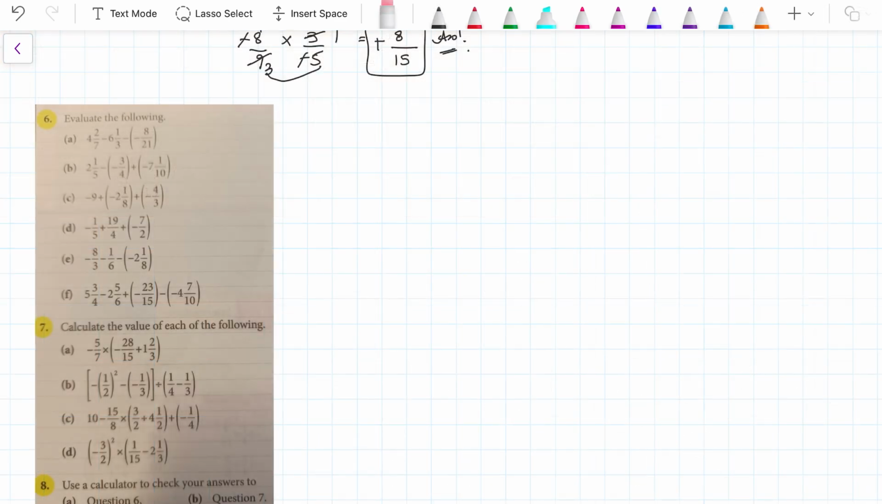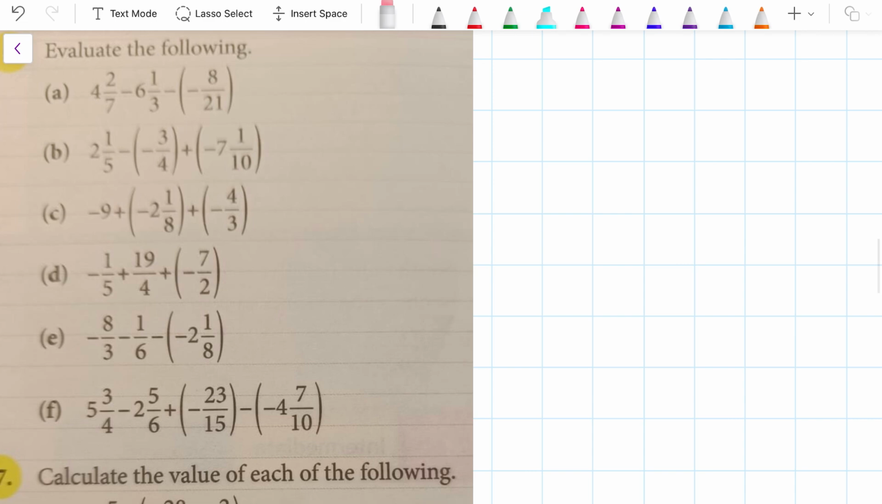Alright students, let's do a couple of more questions in fractions and integers using the integers concepts. Let's take up part E.